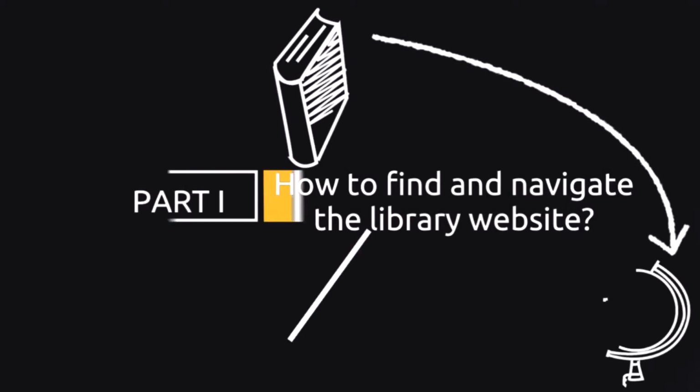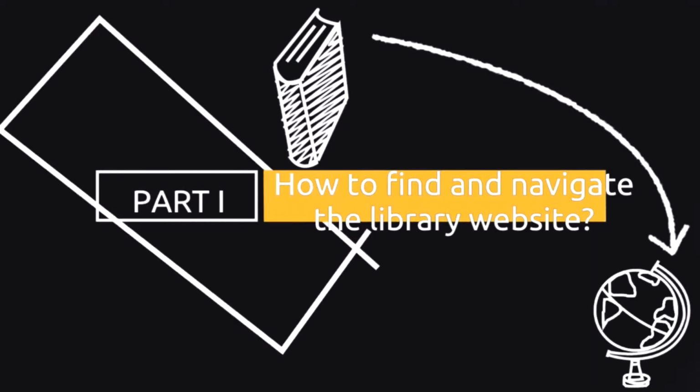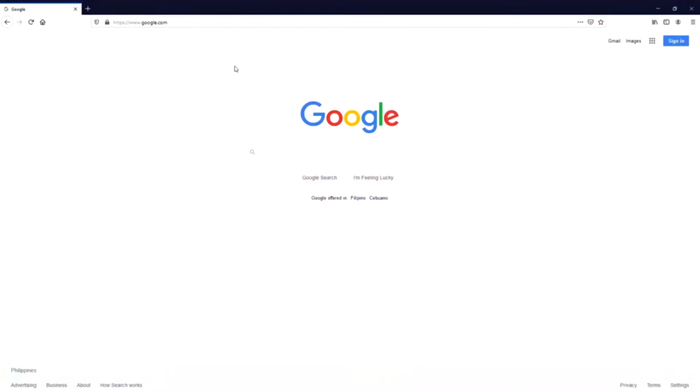For this first video, we will learn how to find and navigate the library website. As you can see, I am using Mozilla Firefox because the website is best run in Mozilla Firefox or Microsoft Edge. Once your browser is ready, search catalog.bsu.edu.ph on your search bar.